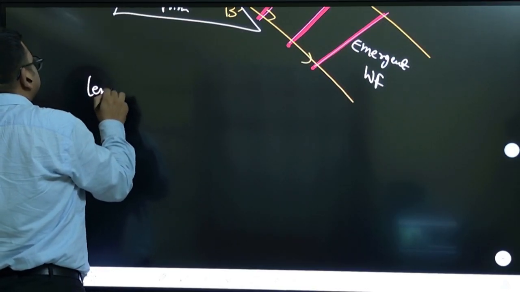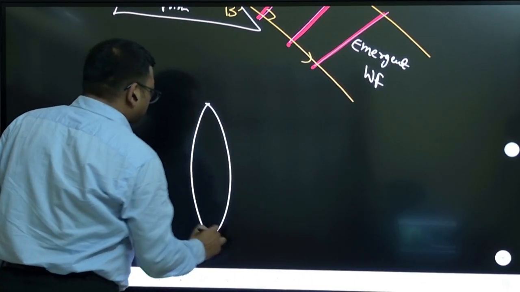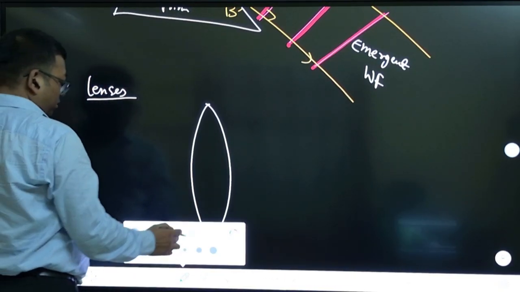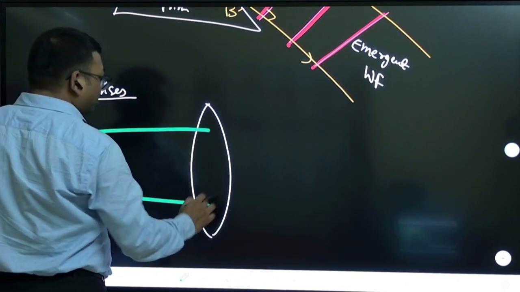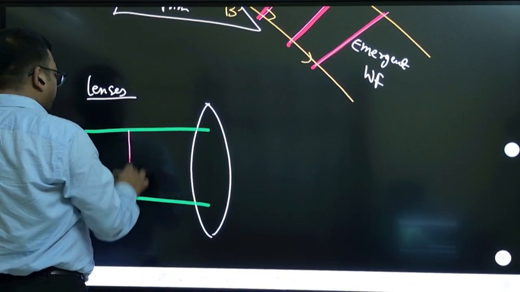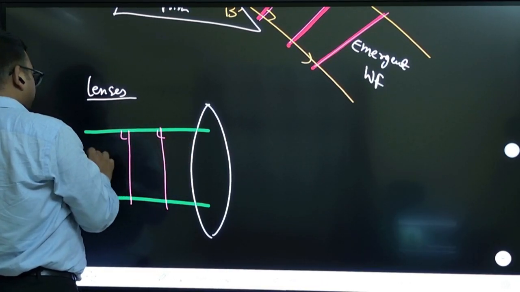Now see lenses. Take the example of a convex lens. In a convex lens, let us say that this ray of light is coming like this. Bending we will show afterward, but let us show the wave front. Again, parallel wave means it is a plane wave front. This is the incident wave front.